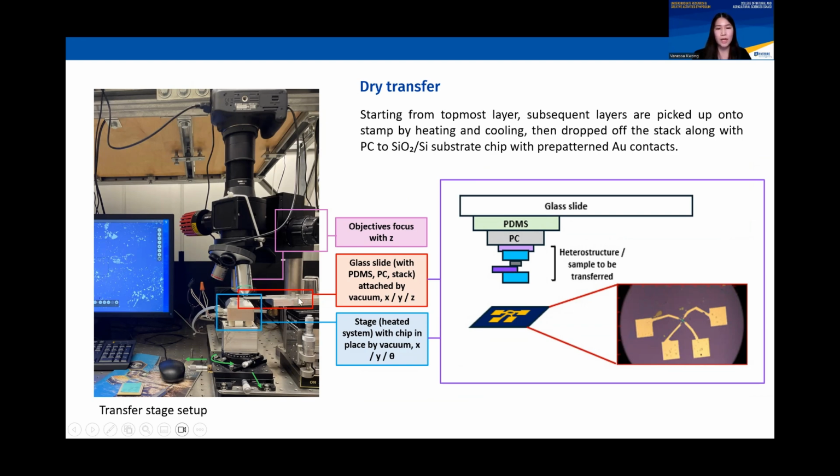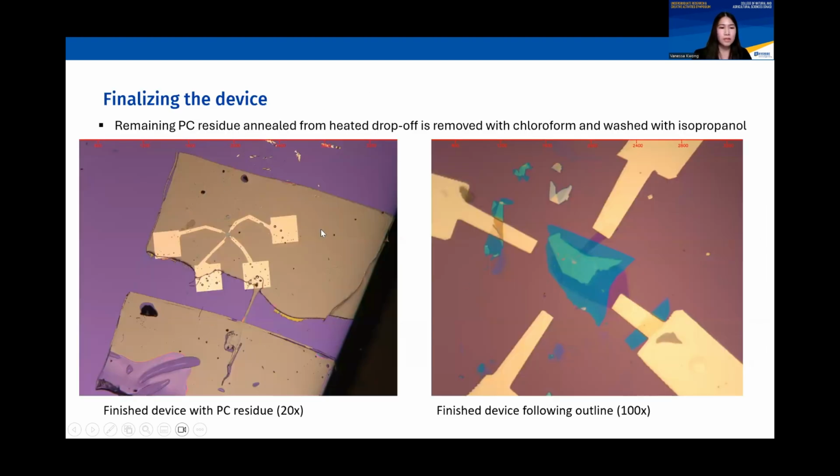And then on the right side is a glass slide attached by vacuum where we have PDMS and PC, which is water soluble, so that when you drop off the entire device, we heat and cool it down so that it anneals and gives us this finished product, which has the PC residue. And because it's water soluble, we could use chloroform and isopropanol to wash it all off to give us our clean and finished device.